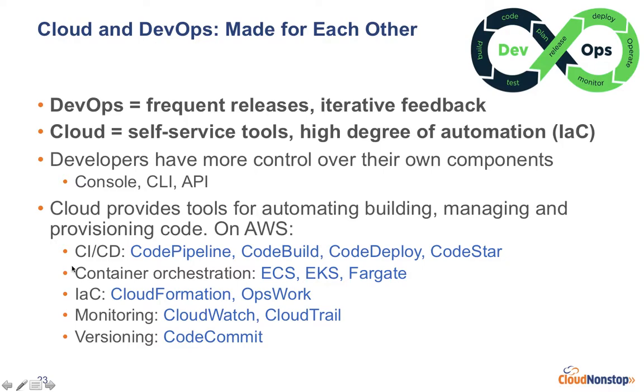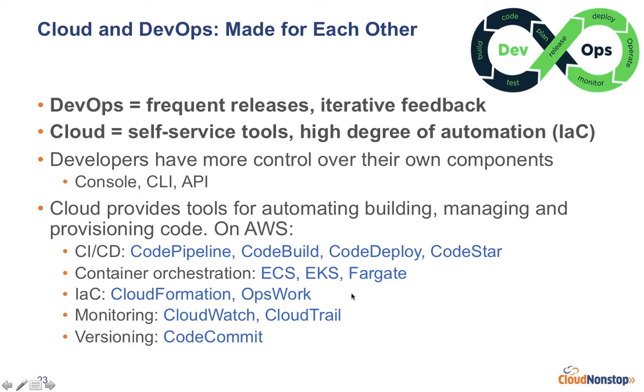For example, at AWS, they provide built-in tooling for different parts of the DevOps automation. For CI/CD, continuous integration, continuous deployment, they provide CodePipeline, CodeBuild, CodeDeploy, CodeStar. For container orchestration, like I mentioned early on, they provide ECS, EKS, Fargate. For infrastructure as code, we haven't talked much about that, but basically, this automates the deployment of any application, any server. You can create templates around it in the form of CloudFormation, OpsWorks. So these are the tools provided by AWS.